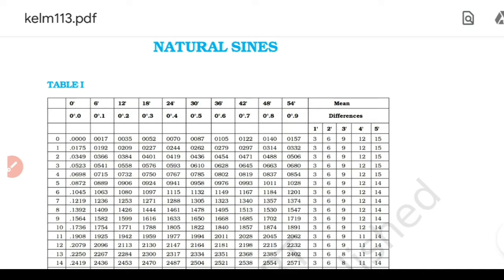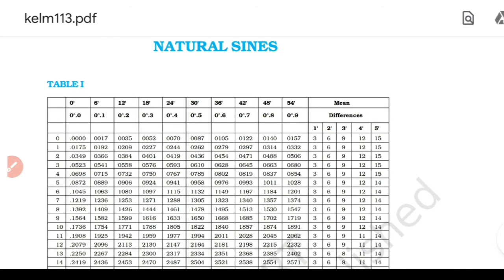Welcome, dear children, to the new lesson in physics. Today we are discussing how to find natural sines, natural cosines, and natural tangents of particular angles. For finding this, you can use the data sheet given at the back side of the lab manual.